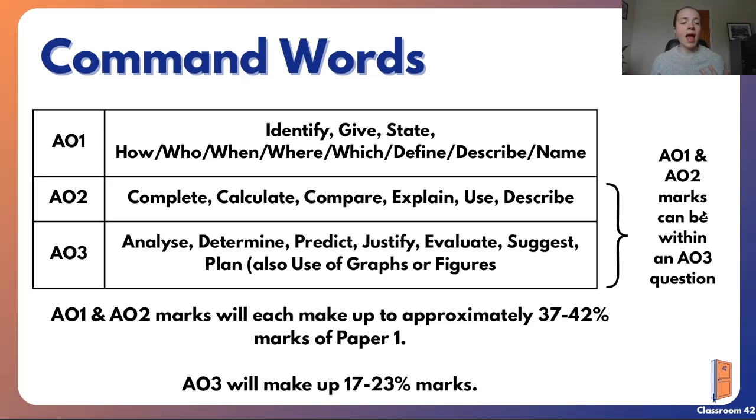So as I said before, AO1 and AO2 marks will each make up approximately 37 to 42% of your paper 1, whereas AO3 will make up 17 to 23% of those marks. So AO3 questions make up less of a bulk, but they are places where many students lose marks. So if you're going for those top grades or you've got a specific grade you want to get, you don't want to miss out on those questions and those marks unnecessarily. So hopefully today we can show you the difference between AO1 answers and AO3 answers and help you on your way to really showing the examiner you know your stuff.